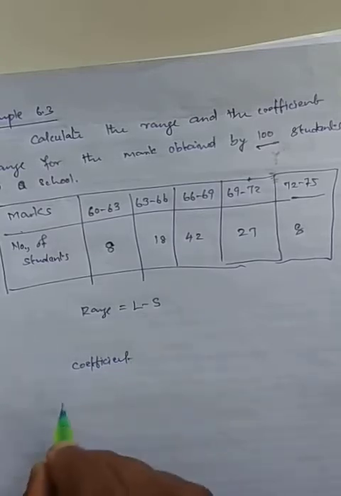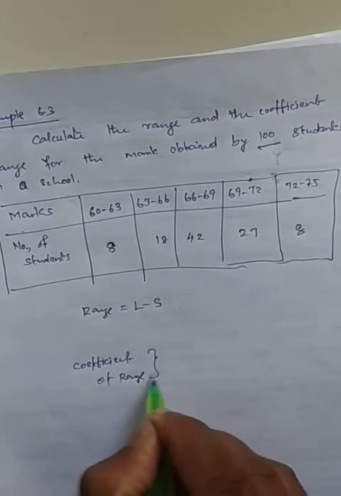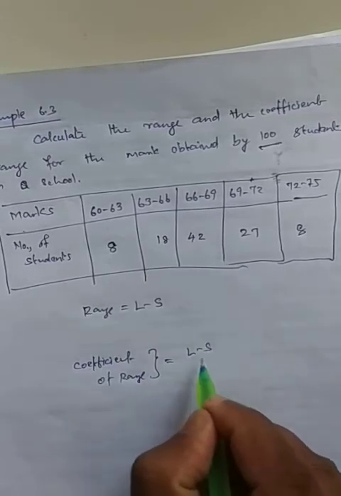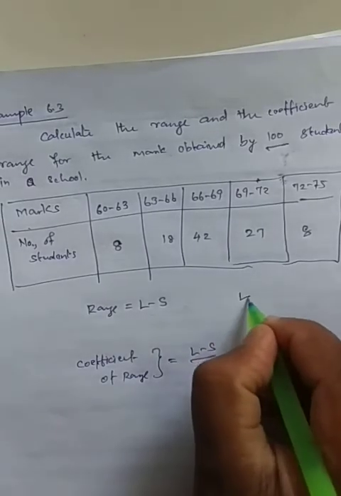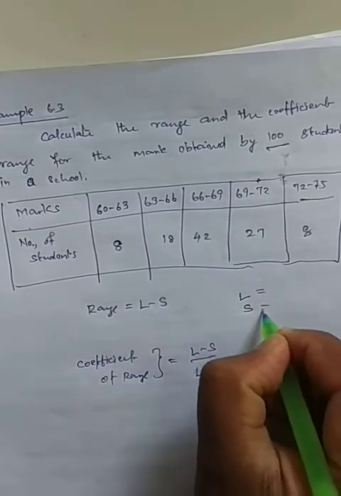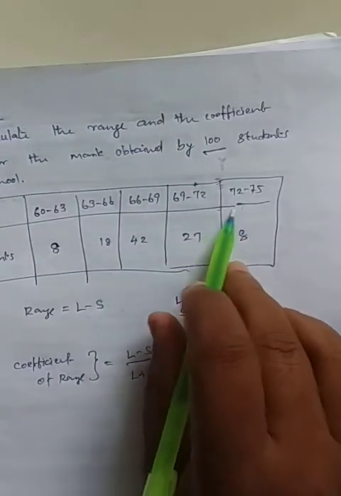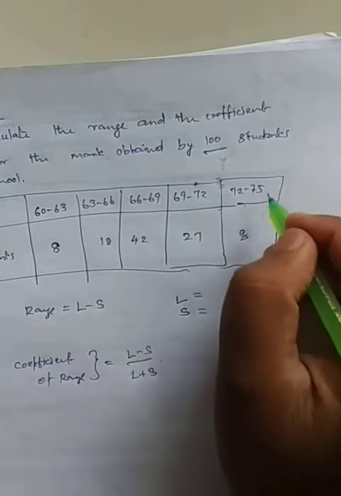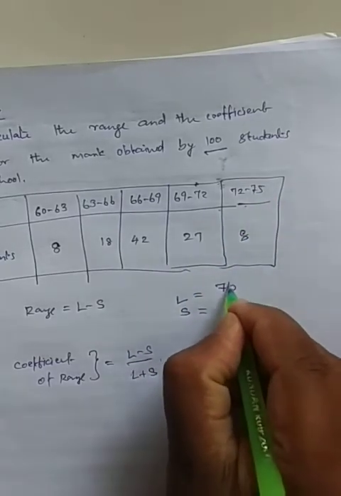And the coefficient of range, what's the formula we are having? Same thing, L minus S by L plus S. Only the things you are going to find now: what is L? What is S? We need to calculate. L is the highest, the upper limit of the highest class. The upper limit is what here? 72 to 75. In this one, the highest is 75. So the 75 value will come here.